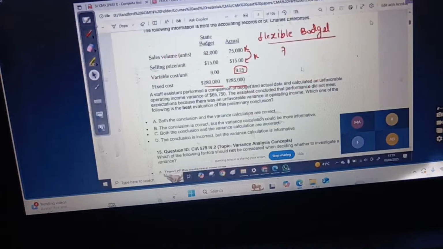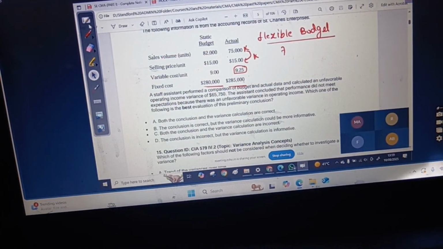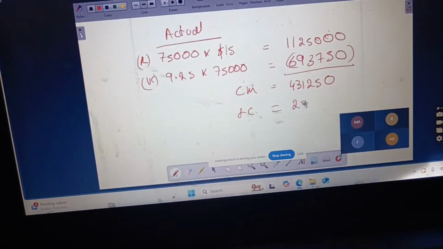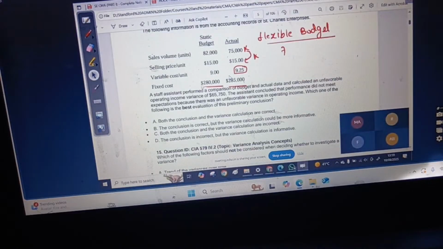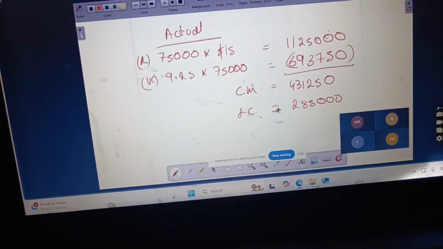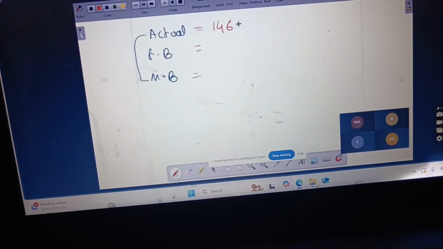Then we reduce the fixed cost. It is already given, that is 285,000. Why 285,000 and why not 280,000? Because you are calculating the actual. How much is the operating income under actual? 146,250. So we got the data for actual, 146,250.